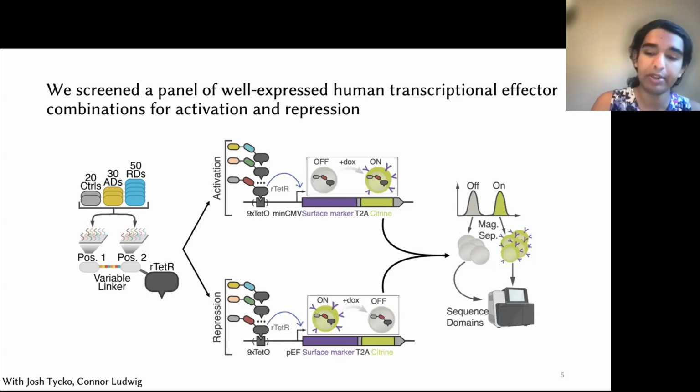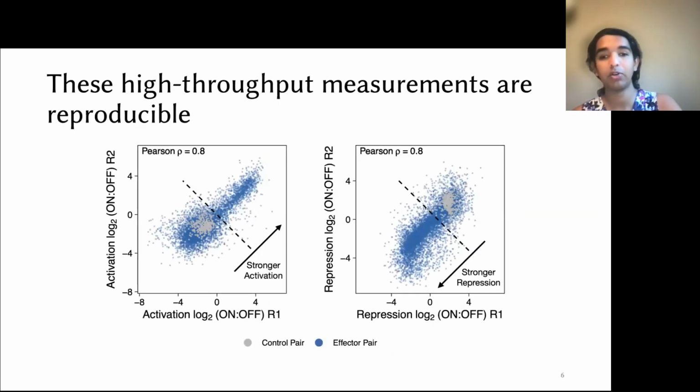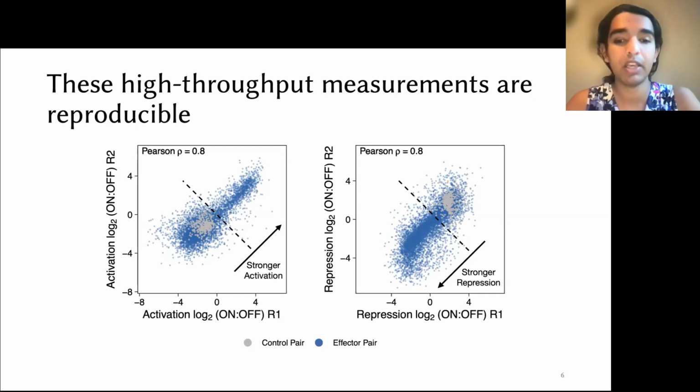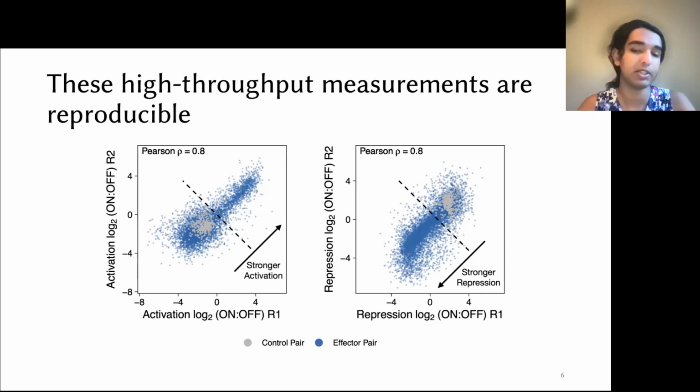And we were pretty happy to note that these high throughput measurements were fairly reproducible. You can see in gray on both of these plots a blob that corresponds to pairs of negative control domains that we didn't expect to do anything. And then if you draw a threshold a little bit away from the mean of those control domains, you can see a fairly large set of domains that have varying strengths of activation or of repression.